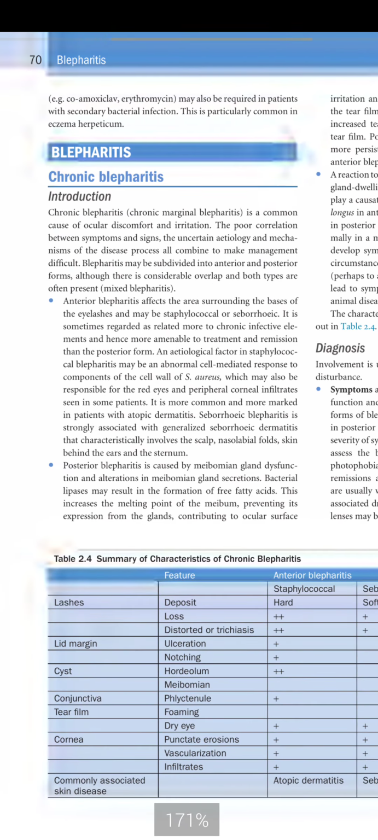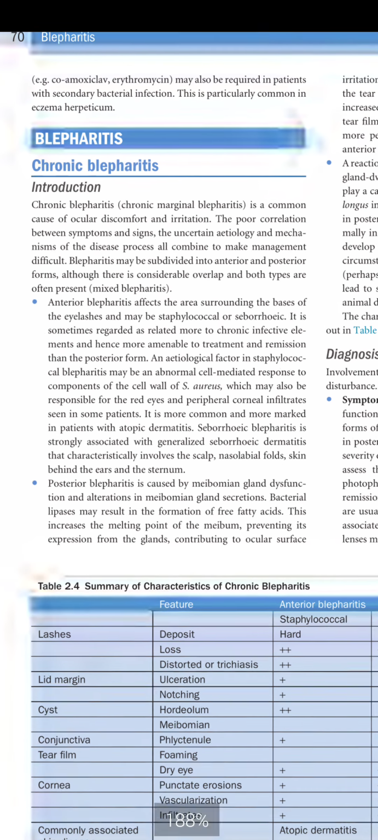So blepharitis is a very important topic because it is one of the most frequently encountered diseases in OPD. So we are going to discuss chronic blepharitis. Why is it chronic? Because the patient presents with chronic and long-term symptoms of dry eyes. The patient may complain of irritation and ocular discomfort. These are some of the symptoms of blepharitis, and it is a very long-term disease.